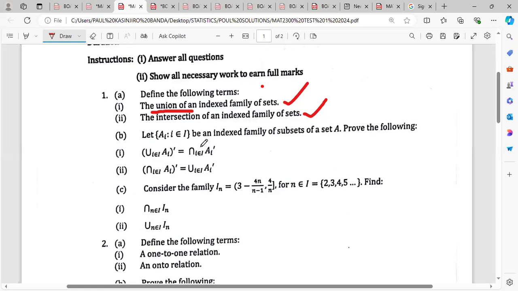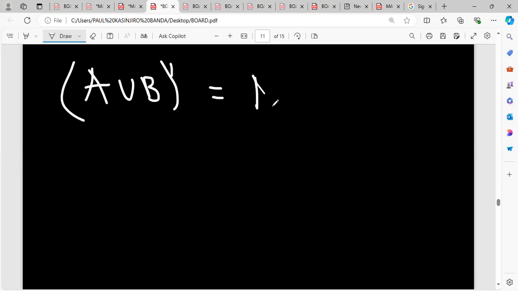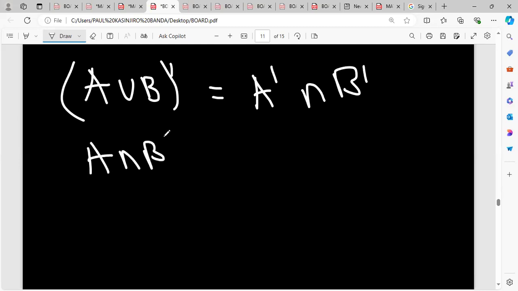So we know that these are just De Morgan's laws, but a bit advanced, right? If I come here, we know that De Morgan's law just states these two. If I have the complement of A union B, then it means this is the same as A complement intersection B complement. And if I have the complement of A intersection B, it means that I have A complement union B complement.